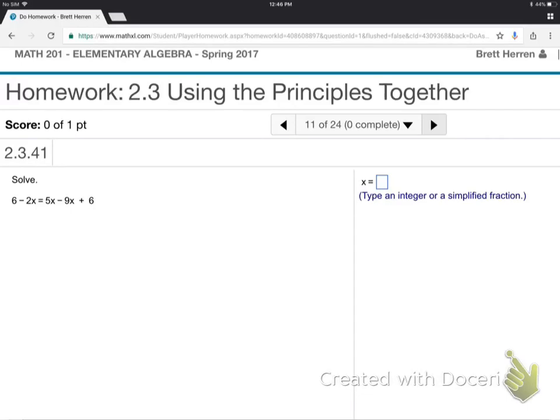Okay, so let me write it up here. 6 minus 2x is 5x minus 9x plus 6. Okay. So this time you have a lot of x's, right? You have x's on the same side, x's on the opposite. So I would first combine those two x's on the right side. Combine like terms.